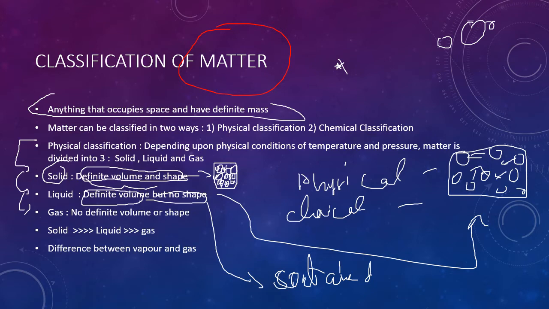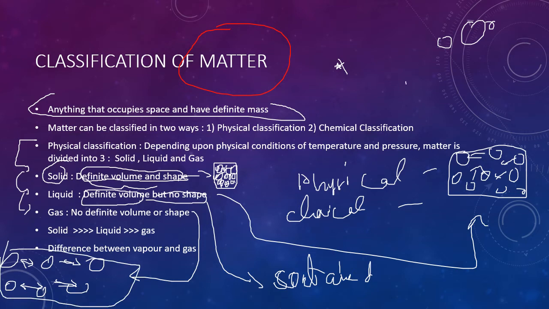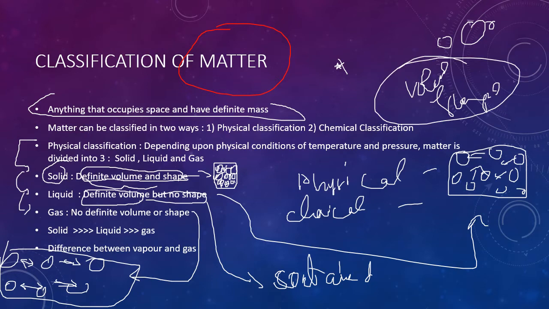Then in gas, it has neither a definite volume nor a shape, due to the space between the different atoms or molecules; the intermolecular space is too high. All right. Because of that, they have a high degree of freedom or movement. So what they do is take both the volume of the container and the shape of the container.